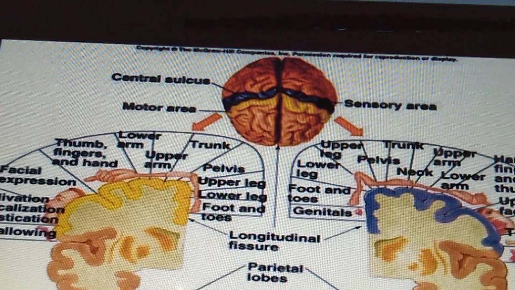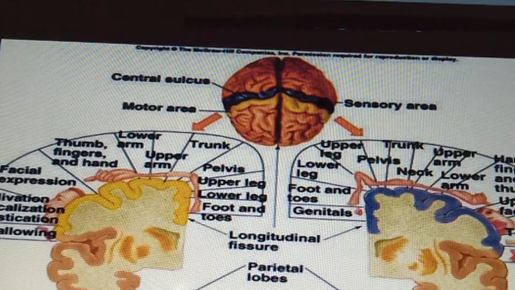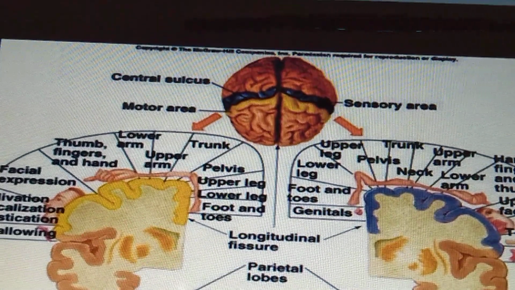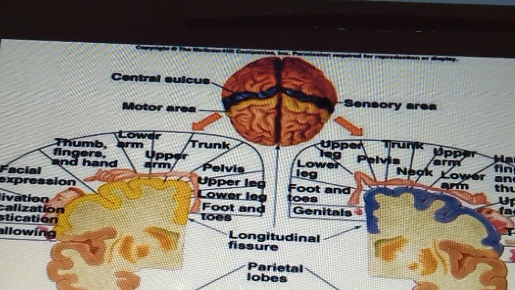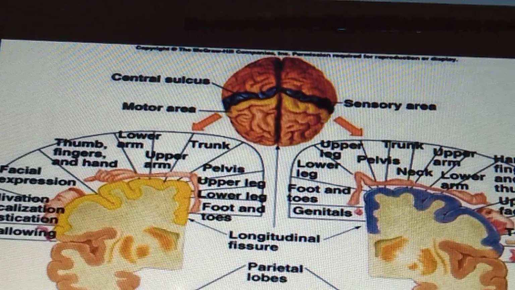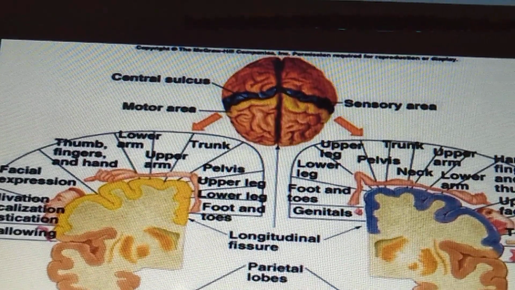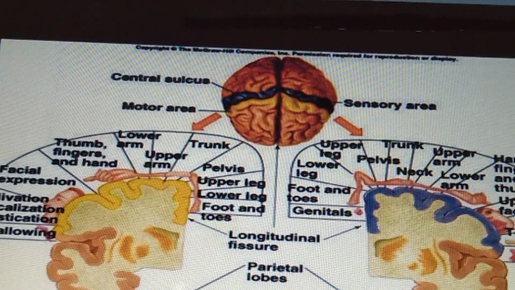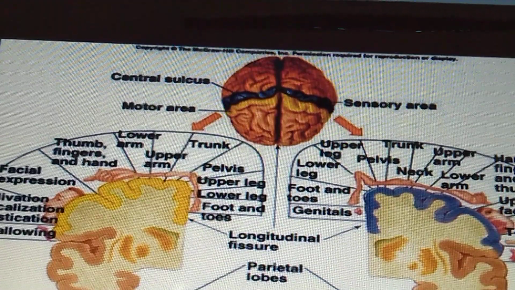The different sensations, that is cutaneous and proprioceptive, are represented in different parts within the sensory area. So again, if we talk about the different sensations, there are cutaneous sensations, and there are some deep sensations like proprioceptive sensations. So all these again have different areas in the postcentral gyrus.